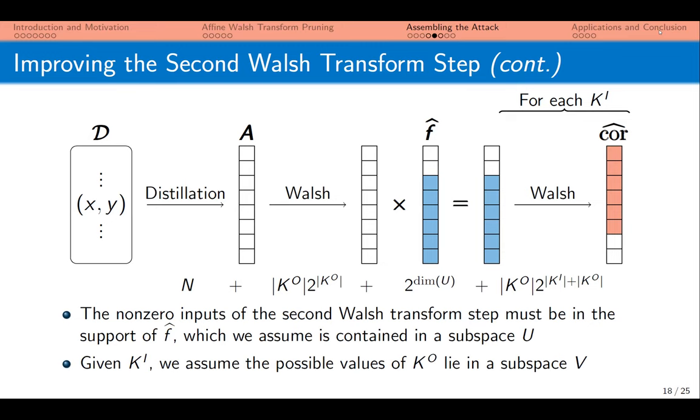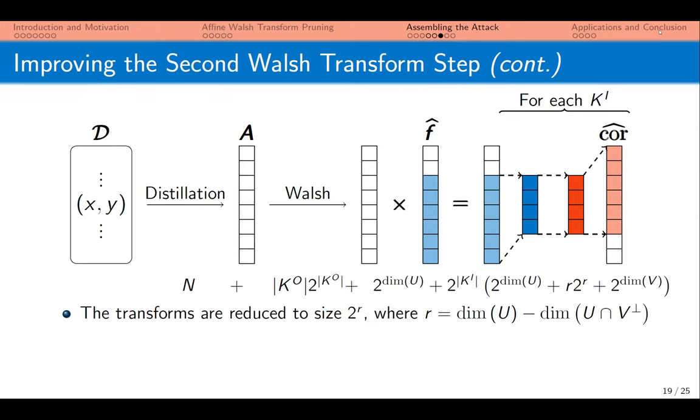Next, we consider the output side, and we consider that because of the key schedule, there is some subspace V which covers all the possible values of the outer key guess. So what we can do is simply apply the pruned fast Walsh transform algorithm in the second Walsh transform step and reduce the complexity to one which depends on this parameter R, which is determined by the orthogonality of U and V.